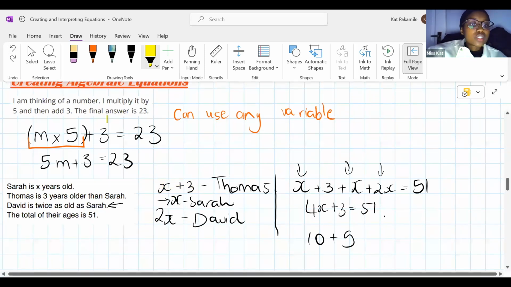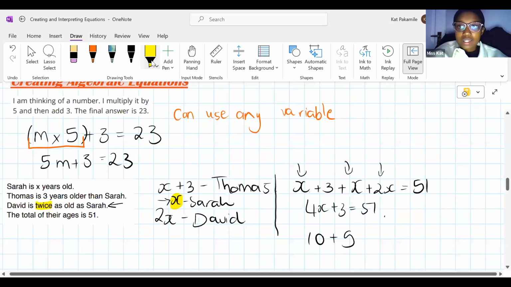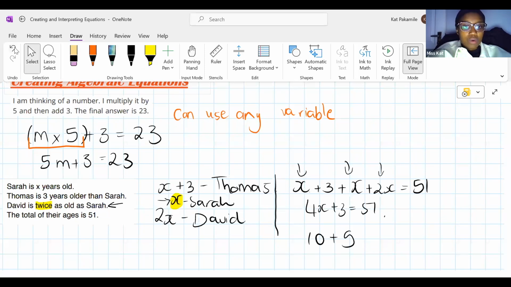And then you go to David. They say David is twice as old as Sarah. We're still using Sarah, which is X. Do you see? Yes, ma'am. What does twice mean? It's multiplied by 2. That's where we got the 2x. Are you with me? Okay, ma'am. Thank you, ma'am. You're welcome.